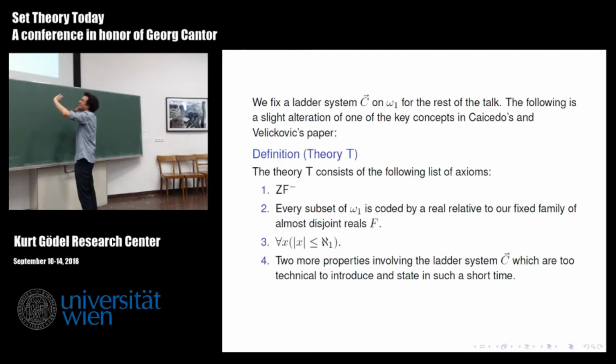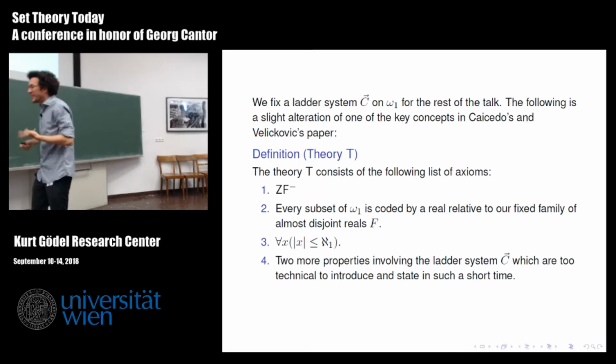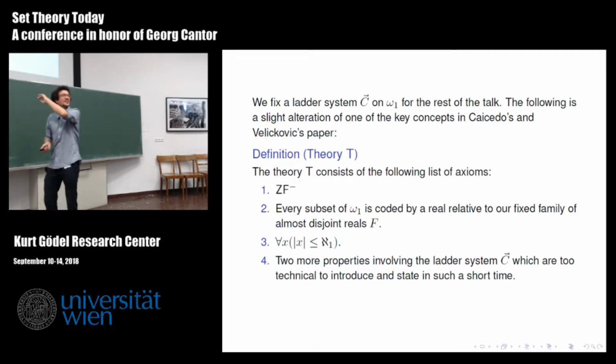Basically, the two most important things for the theory T are missing in the fourth line. But in order to introduce them, it would take way too much time. So instead, I chose not to define the theory T properly. Instead, I will just tell you what models of the theory T look like and how they behave.